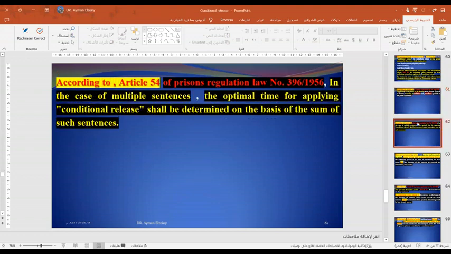According to Article 54 of the Prison Regulation Law, we said that Articles 52 to 64 of the Prison Regulation Law regulate conditional release. According to Article 54, in the case of multiple sentences, the optimal time for applying conditional release shall be determined on the basis of the sum of such sentences.